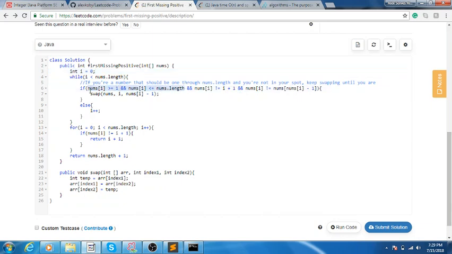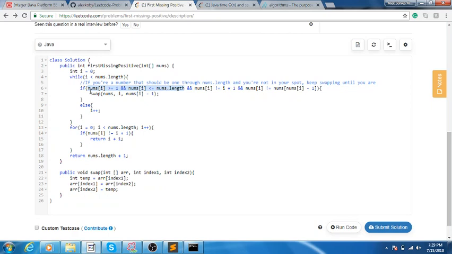So say our length is 5. We want to check to make sure the number we're looking for is between 1 and 5, because those are the only numbers that we could really have that we hope we have in our array. So we check if the numbers are in that range, because those are the only ones we'll be able to swap.